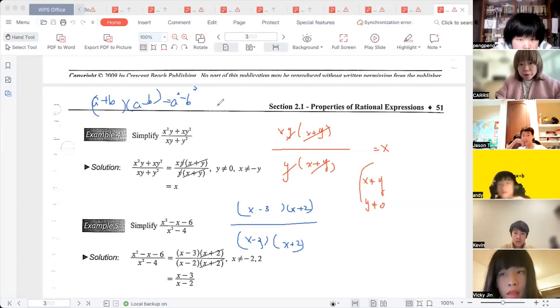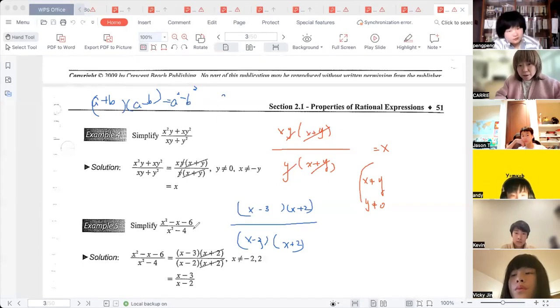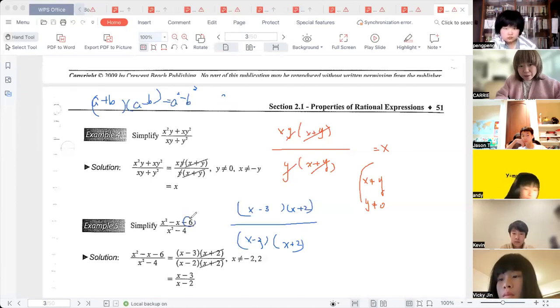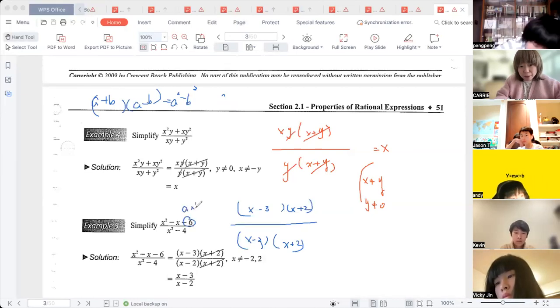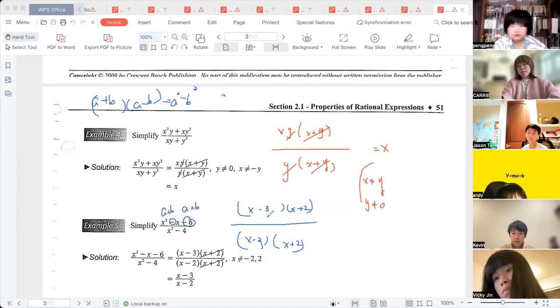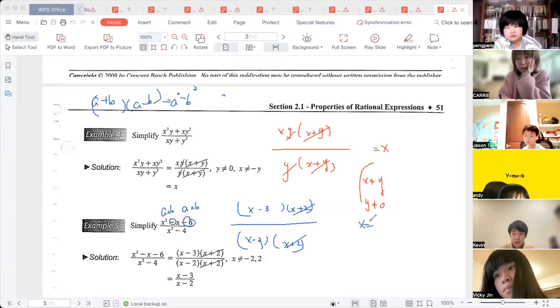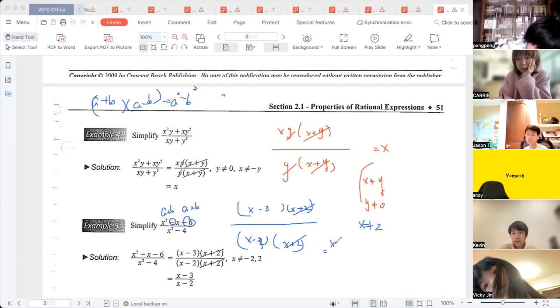Okay, and for this factoring, x squared minus x minus 6. You can see this minus 6 equals a times b, and minus 1 equals a plus b. So we know one of this is -3 and the other one is 2. Correct? So x plus 2 can be eliminated. x cannot equal 2. And x minus 3, sorry, this is x minus 2. So the answer is x minus 3 over x minus 2.